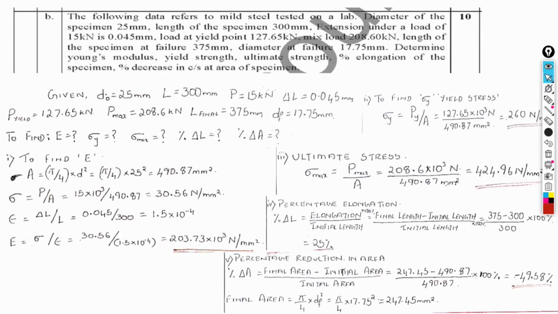This is a very easy problem for 10 marks, a very basic concept. Sigma equals P by A. Then Hooke's law, stress is directly proportional to the strain. Based on these equations, the examiner framed the question. Although if you have any doubt in this question, you can comment it. I will try to solve those problems.